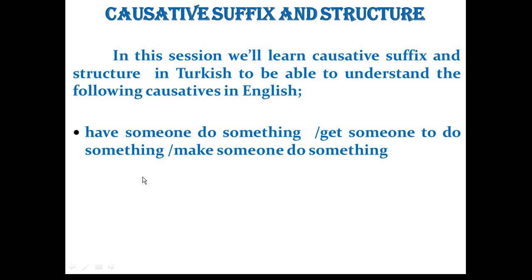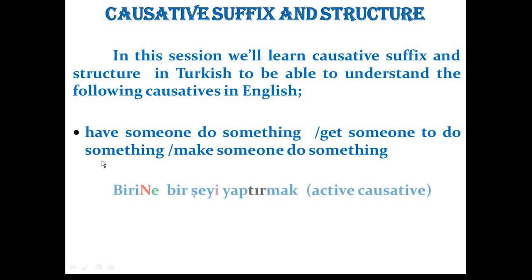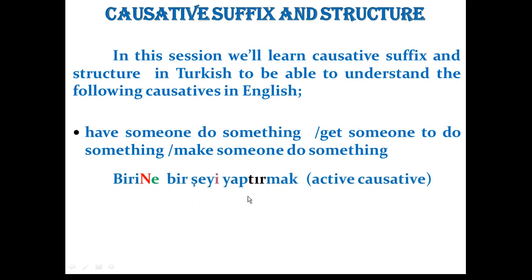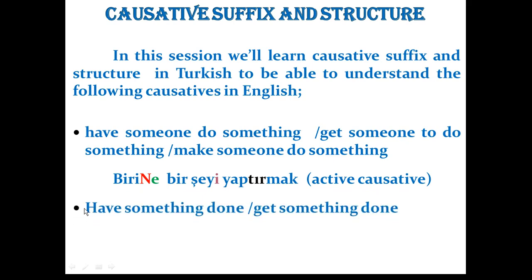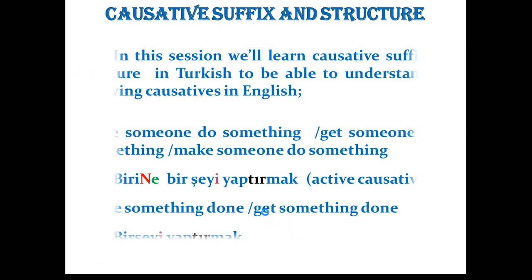This translates into Turkish as birine bir şeyi yaptırmak for the active causative structure. For the passive causative structure, which is have something done or get something done, the structure is bir şeyi yaptırmak. So remember, this is for the have something done or get something done structure.